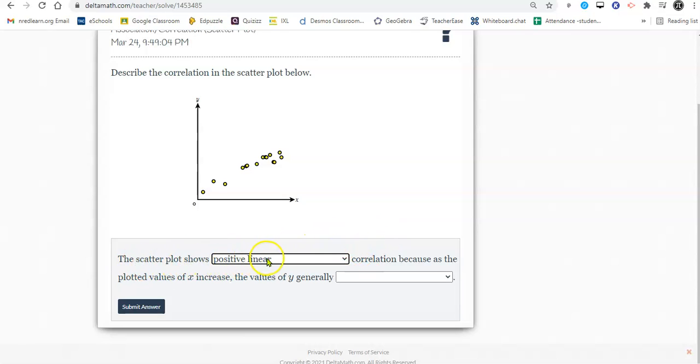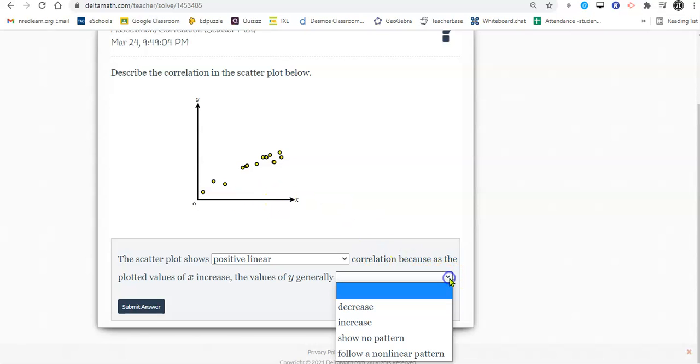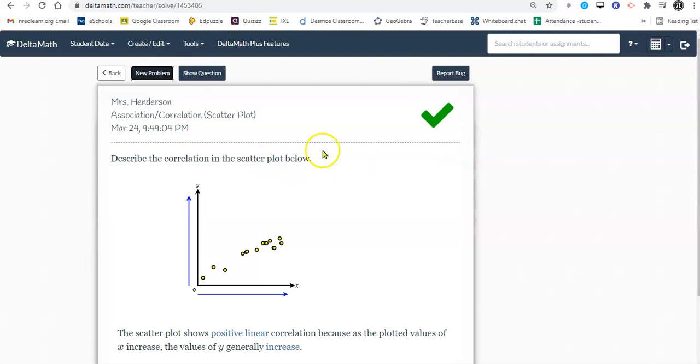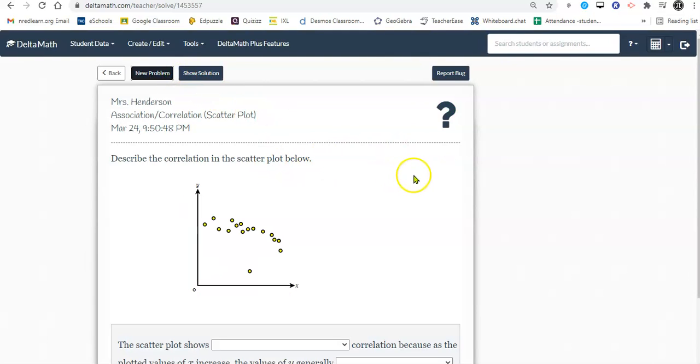So the scatter plot shows positive linear correlation because as the plotted values of x, right, this is your x-axis, as you increase along the x-axis, what's happening with the points going along the y-axis? As the x values increase, the y values generally, in this particular case, are also going upwards or increasing. So let's take a look. Yes, indeed. Let's try another one.